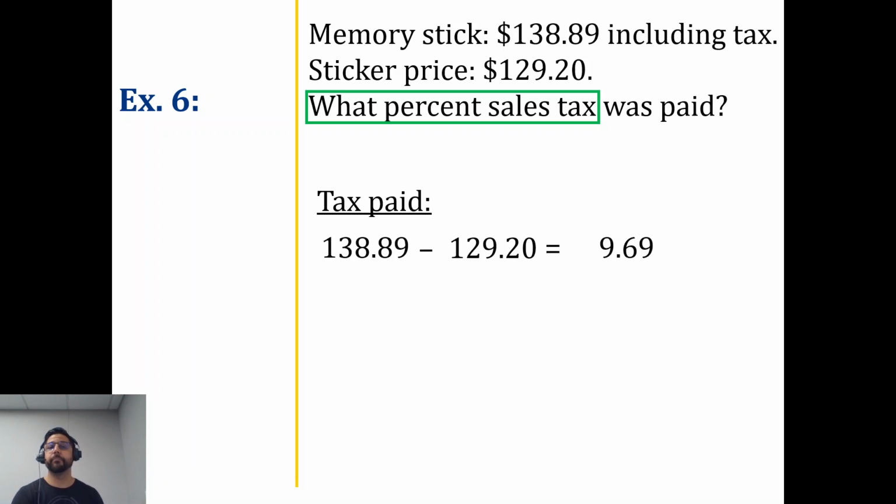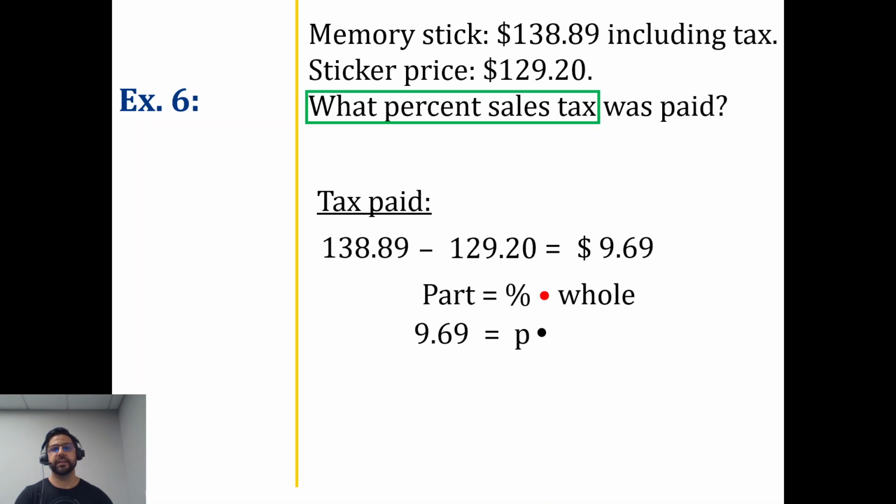But the question asks, what percent is that? Now again, technically you could try a proportion, but we're trying to use our percent equation this time. We're going to go ahead and set it up. The part is equal to the percent multiplied by the whole. So the part is the tax, $9.69. The percent is unknown. And the whole is the sticker price, $129.20. Again, we're not using the $138.89 anymore because that included the tax. So we're using the $129.20.